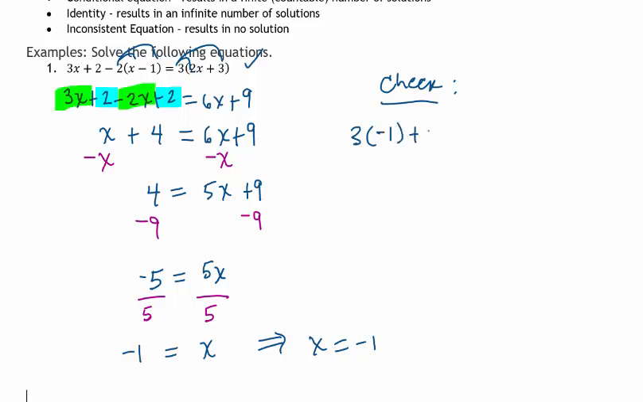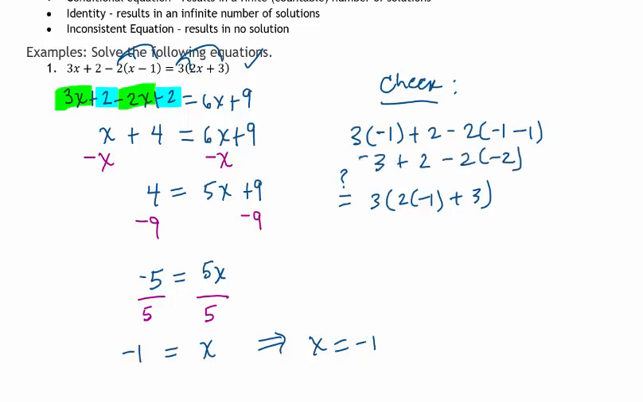So 3 times negative 1 plus 2 minus 2 times negative 1 minus 1. And our goal is to see whether this is equal to 3 times 2 times negative 1 plus 3. That would be the right-hand side of the equation. Okay, so evaluate each of those. 3 times negative 1 is negative 3. Negative 3 plus 2 minus 2 times negative 1 minus 1, which is negative 2. Okay, and that's negative 3 plus 2, and then plus 4, because negative 2 times negative 2 is positive 4.